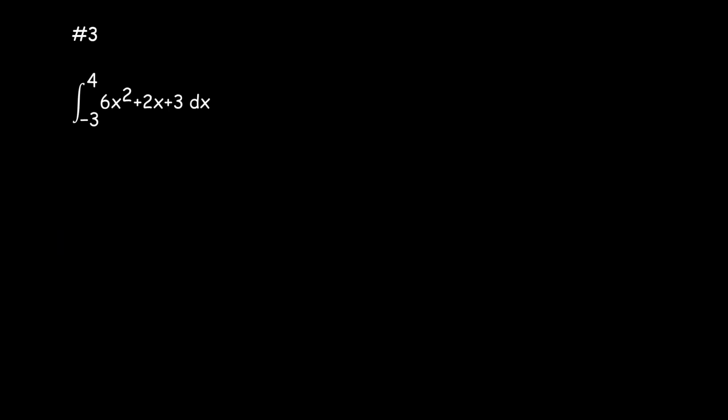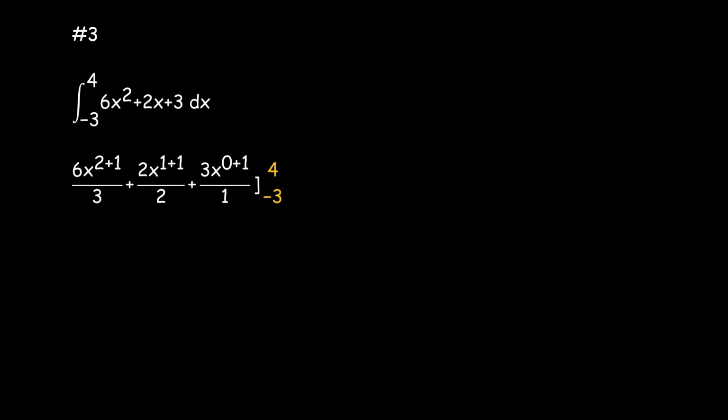Okay, question 3 is a definite integral with limits from -3 to 4. So we have to integrate 6x squared plus 2x plus 3. Again, we would have to add the powers by 1 and divide by the new powers of x. So this would be 6x to the power 2 plus 1 over 3, 2x to the power 1 plus 1 over 2, and 3x to the power 0 plus 1 over 3, with limits 4 and -3.